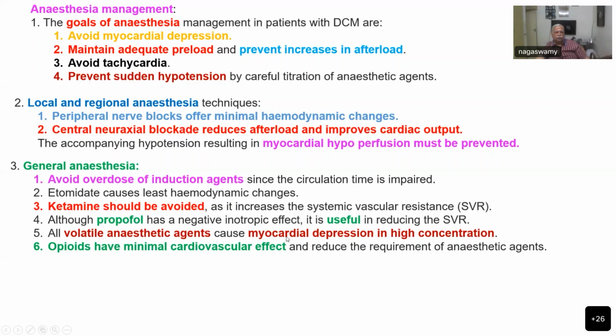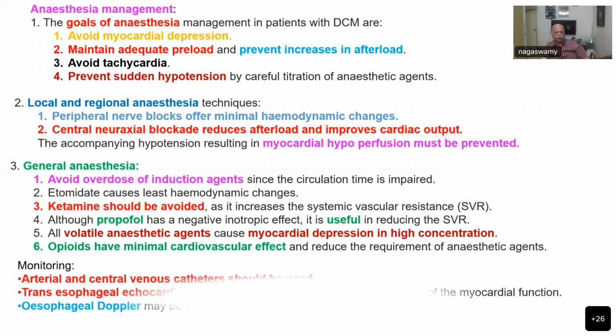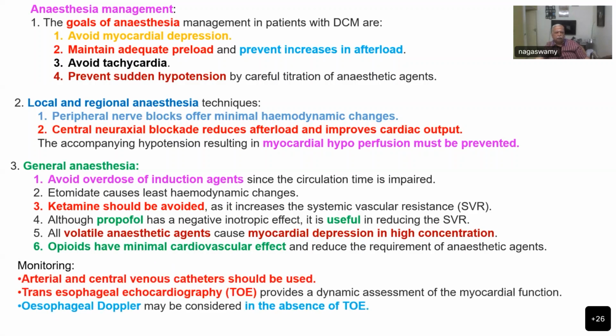Volatile anesthetic agents cause myocardial depression in high concentration, so you have to use them judiciously. Opioids have minimal cardiovascular effects and reduce the requirement of anesthetic agents. Coming to monitoring, arterial and central venous cannulas should be used, especially if the echocardiographic findings are indicative of poor prognosis. Transesophageal echocardiography provides a dynamic assessment of myocardial function. Esophageal Doppler may be the alternative to transesophageal echocardiography.